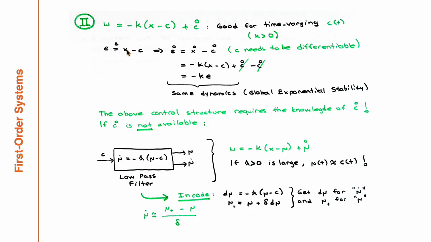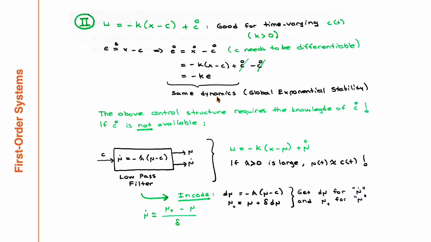Again, I am looking at the error. I would like to minimize the distance between x and C. And e dot is x dot minus C dot. C dot is no longer 0 since the command is not constant. And when you inject x dot, which is x dot equals u, into this dynamics that you see here, C dot will cancel out with minus C dot. So once again, you have minus ke. It is the same dynamics.